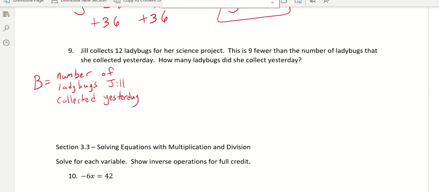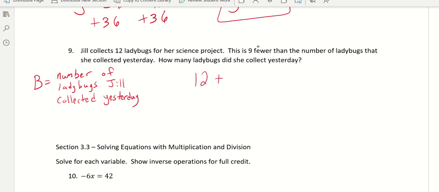Okay. All right. Now on a problem like this, ask yourself, did she collect more ladybugs today or more ladybugs yesterday? So Jill collects 12 ladybugs for her science project. This is 9 fewer than the number of ladybugs she collected yesterday. So the number she collected yesterday was more. How much more? 9 more.